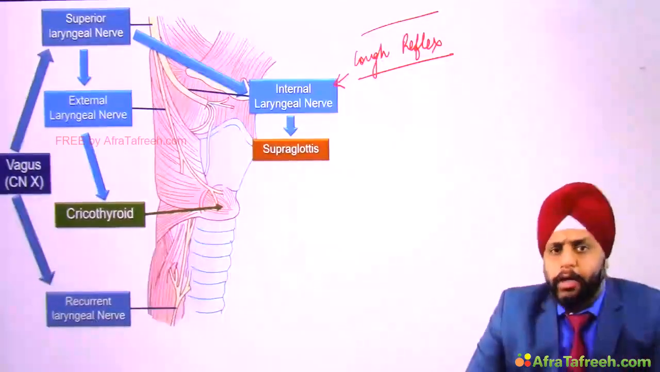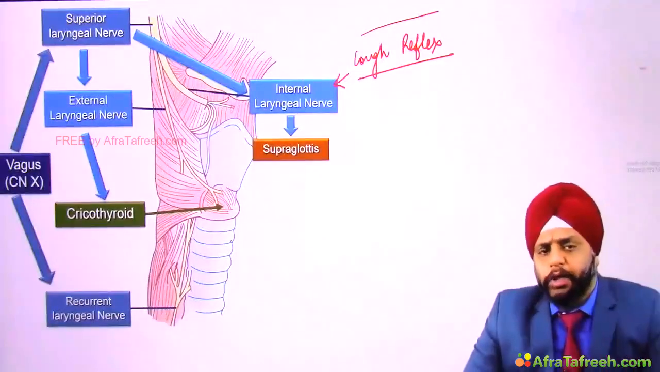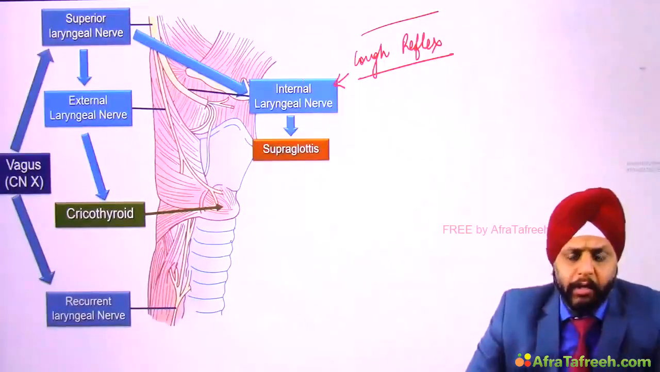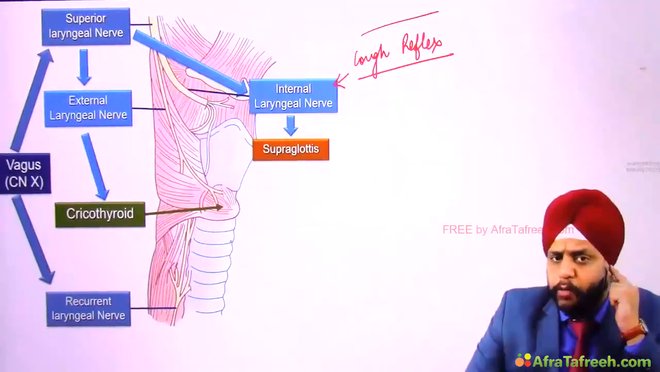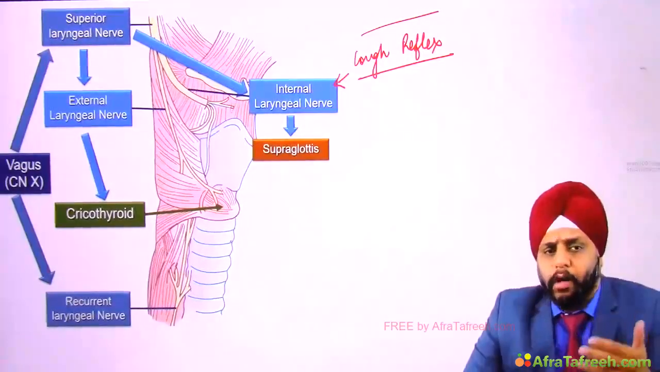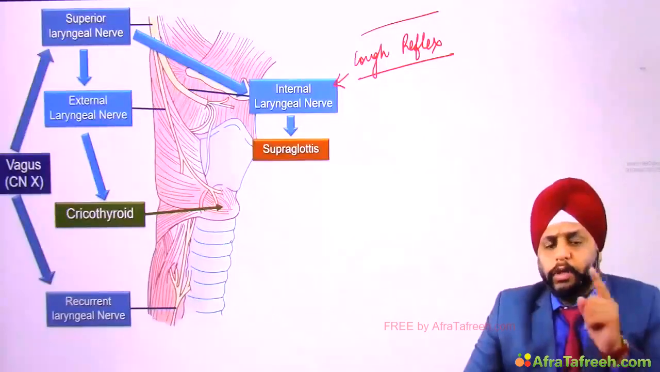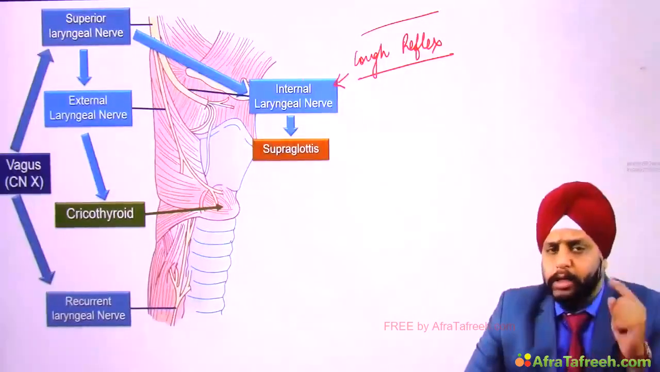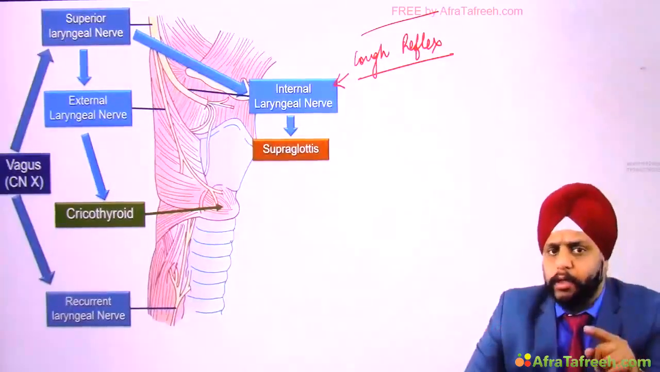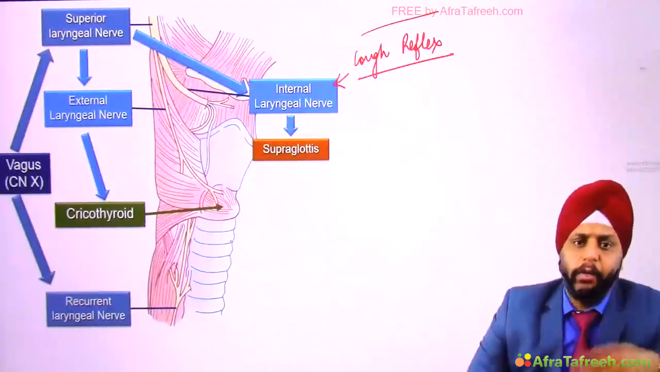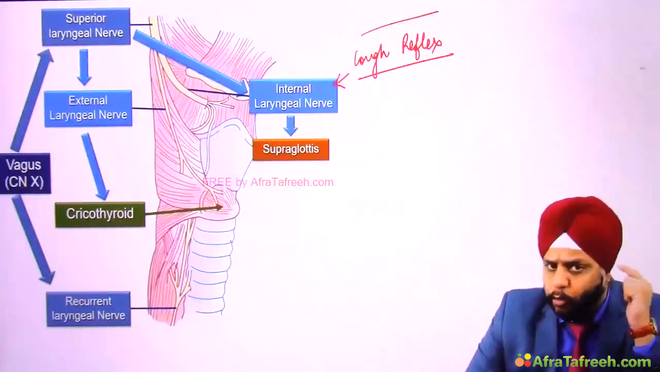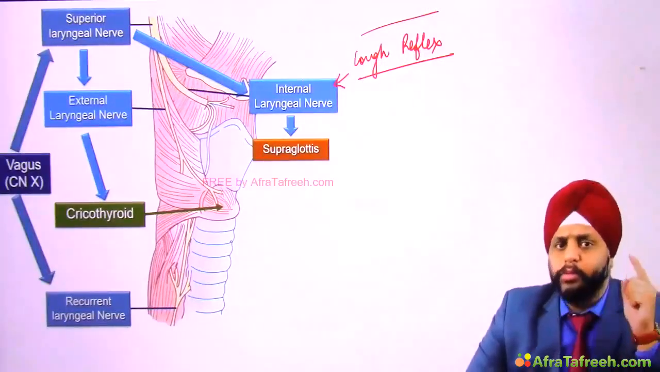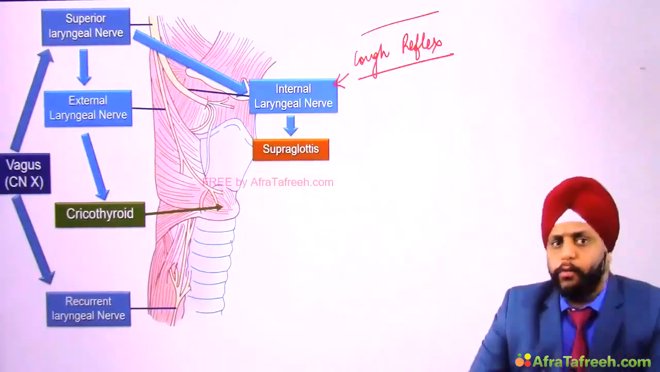Now remember, in the ear I taught you, if you do vigorous ringing, the cough reflex is generated by the auricular branch of vagus, which we also call Arnold's branch of vagus. So the cough reflex is normally generated due to the internal laryngeal nerve, but the cough reflex during vigorous ear ringing or manipulation of the ear by a probe is due to Arnold's branch of vagus.